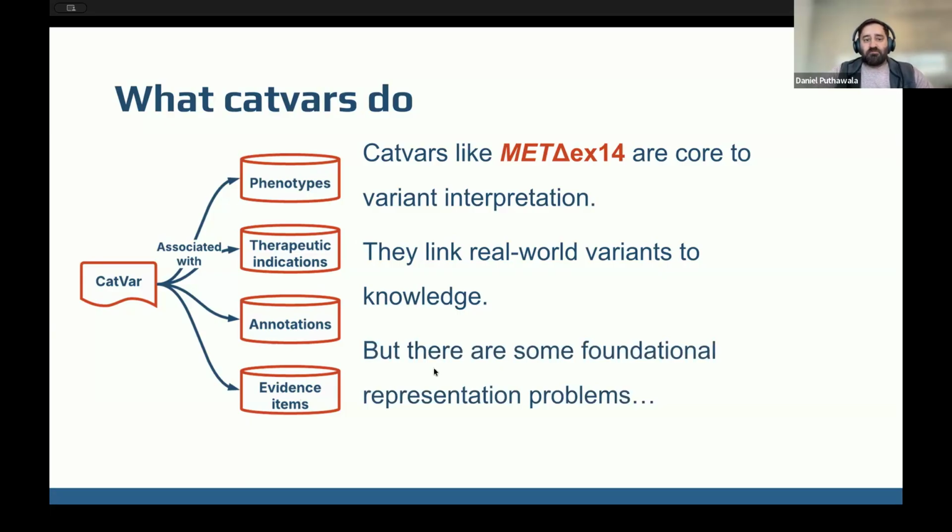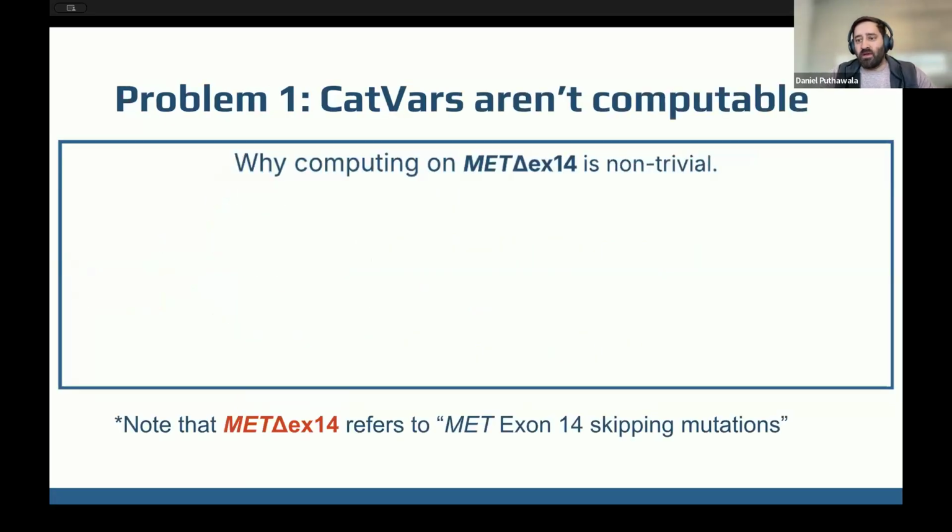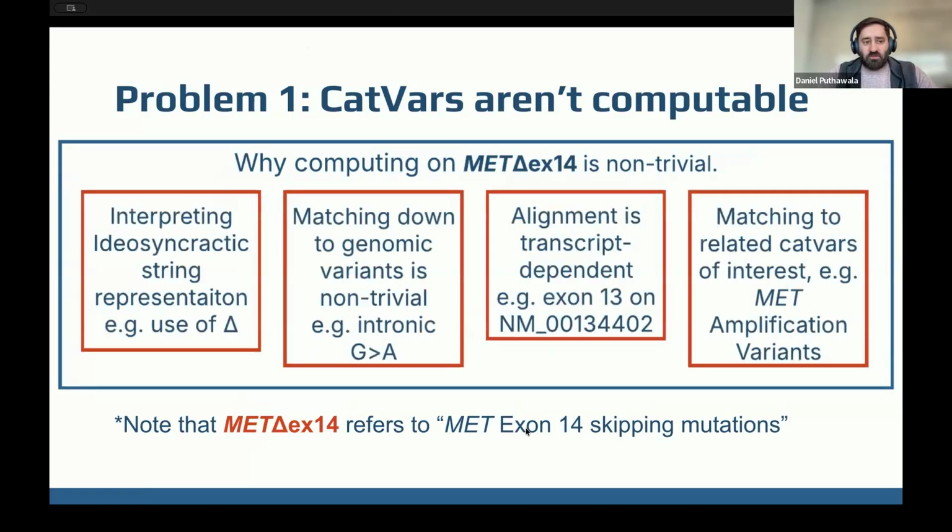But there were some challenges here. Historically, categorical variants had the big problem of not being computable. They didn't really mean very much to computers. An example here is MET delta X14, where in the literature, that string MET delta X14 refers to MET exon 14 skipping mutations. And this is difficult to compute on for a number of reasons.